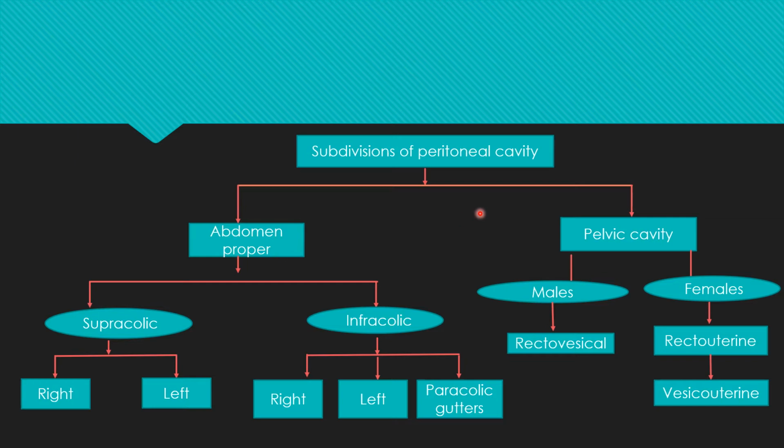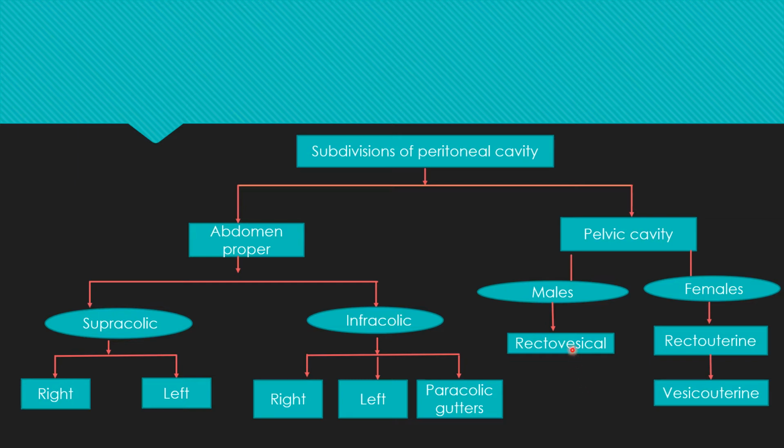While the peritoneal cavity, which extends to the pelvis, also contains the peritoneal spaces, which differ in both males and females. So in the males, the peritoneal space is known as the rectovesical space. Students, there are other spaces as well, but we will only focus on this space, while the rest of the spaces we will discuss when we study the pelvis properly.